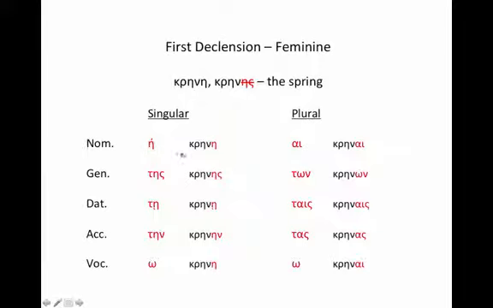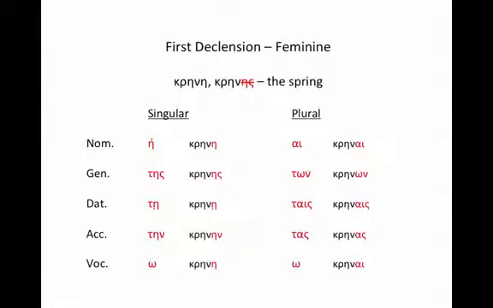So we have he krene, tes krenes, te krene, ten krenen, o krene, and the plural hai krenai, ton krenon, tais krenais, tas krenas, o krenai. So as I said, take a moment to write these down and familiarize yourself with them.